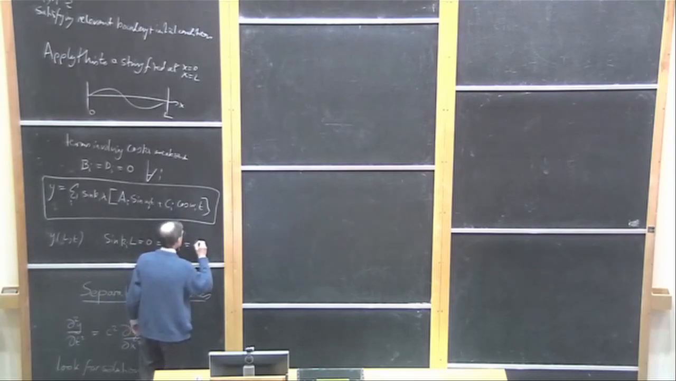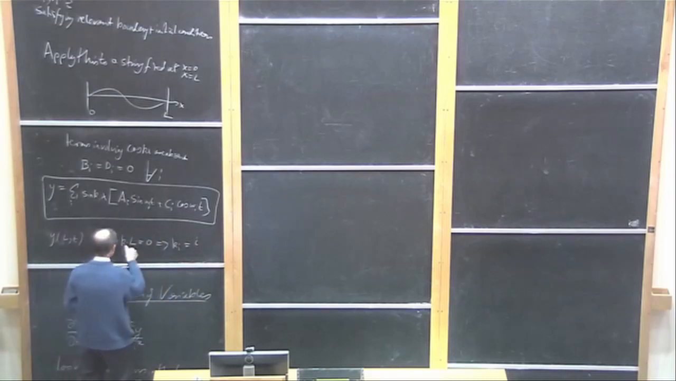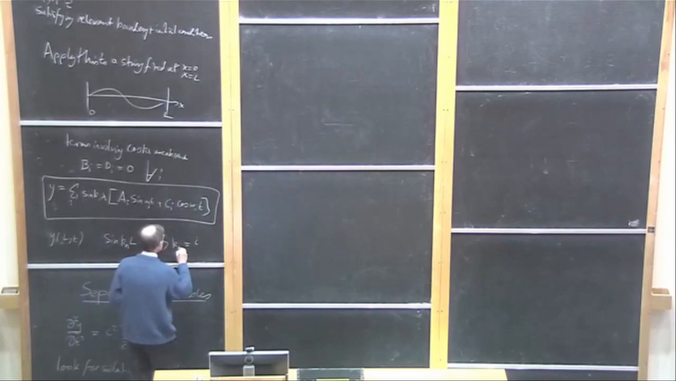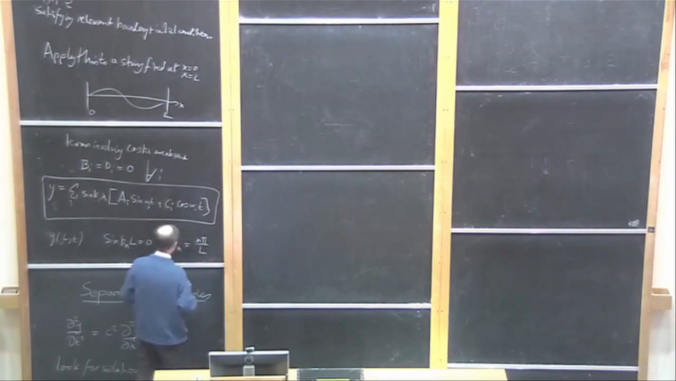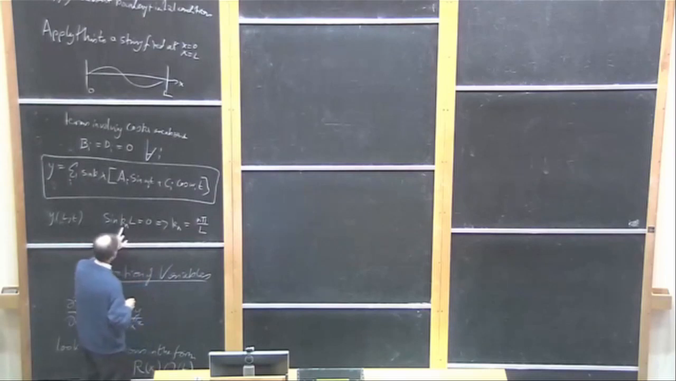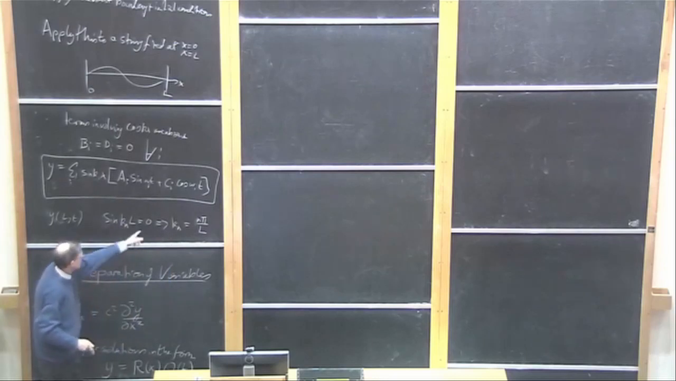Actually, I think it'd be helpful at this point to change the index, because I don't want to introduce i's on their own. It is n pi over L, so that this argument here is n pi, and sine n pi is 0.